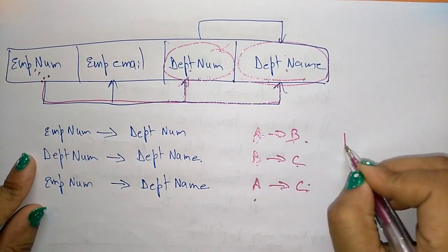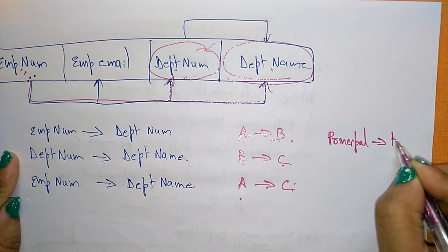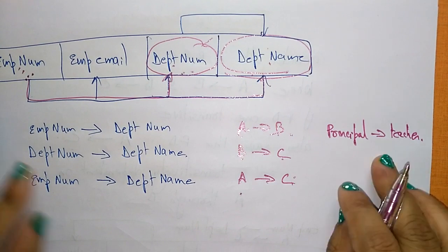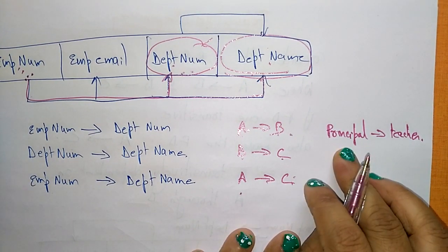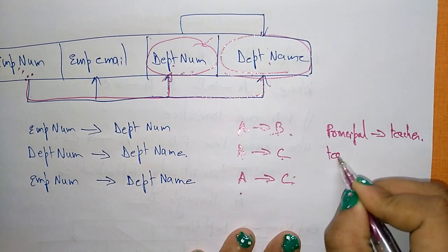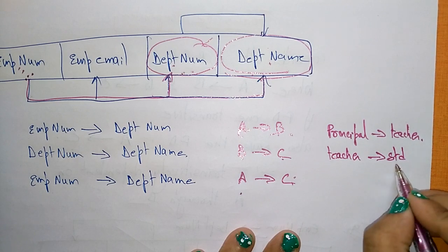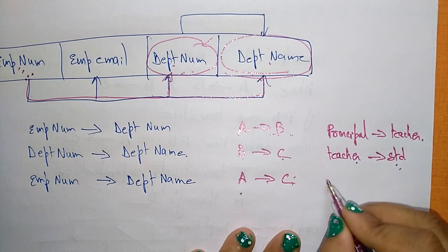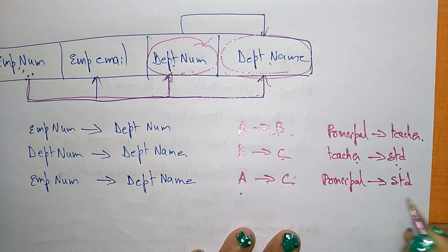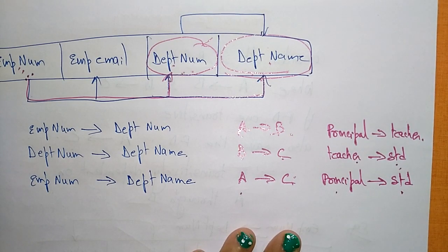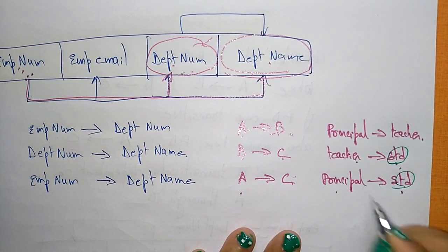Okay, let me take the principal. Suppose the principal and the teacher. The teacher depends on the principal; he follows the principal's words. In the same way, the teacher and the student. The student depends on the teacher. Obviously, the principal determines the student, means the student also depends upon the principal. The student is following the rules of the teacher as well as the principal.